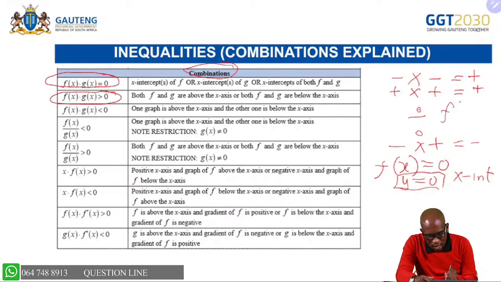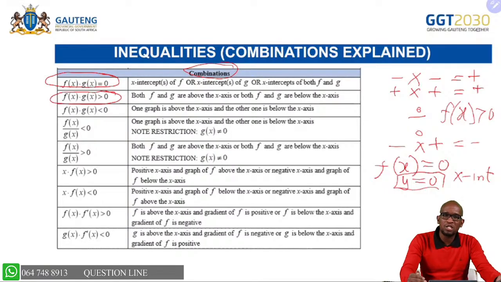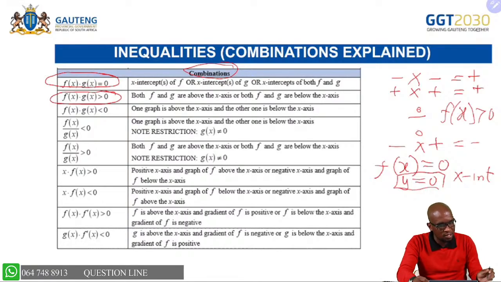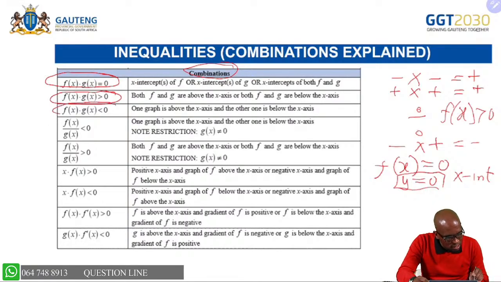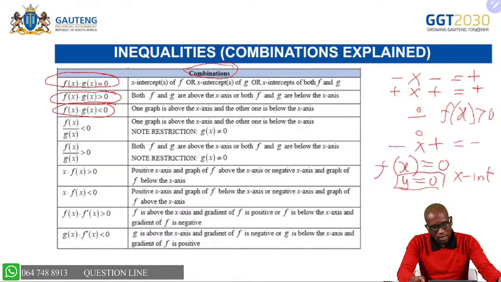By saying f of x is positive, we are trying to say that the region where f is above the x-axis. So when both graphs are above the x-axis, or when both graphs are below the x-axis. Now, if you look at f of x times g of x is less than 0, one graph should be above and the other graph should be below the x-axis.